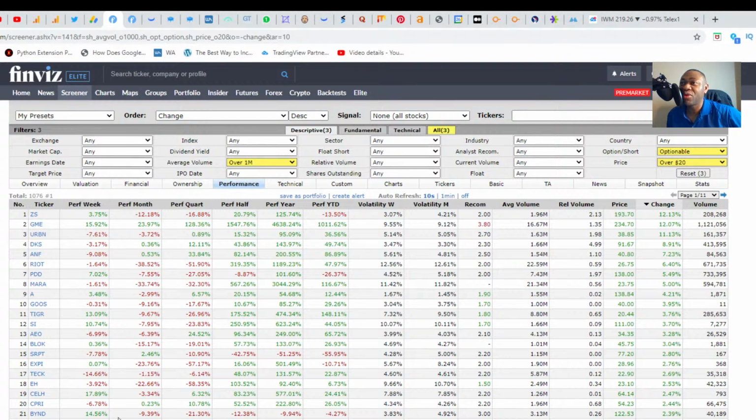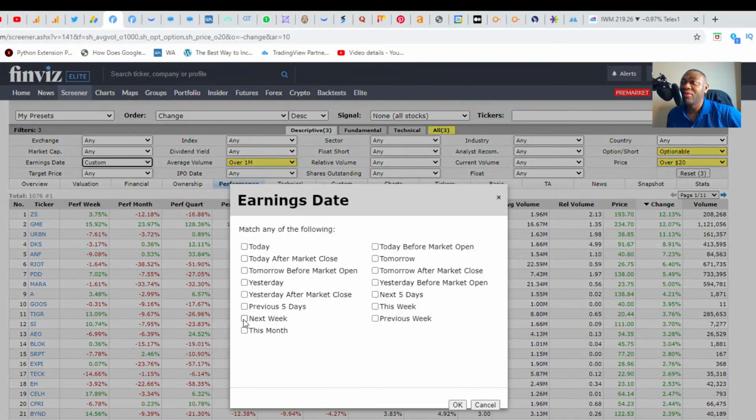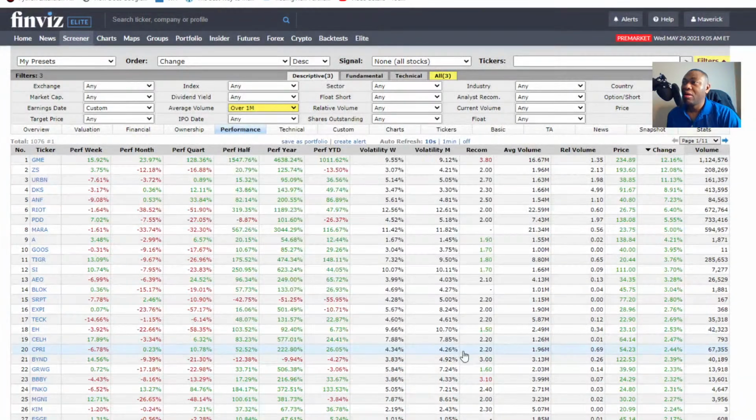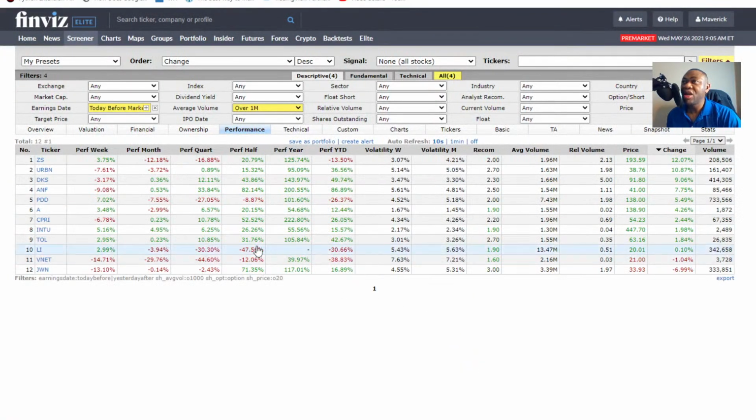So I will just go here and say custom. Give me stocks that had earnings yesterday after market close and today before market open. So those two conditions you're seeing on here, and I say okay. And make sure that you guys see the okay. All right, so all of these 12 stocks fulfill that condition.